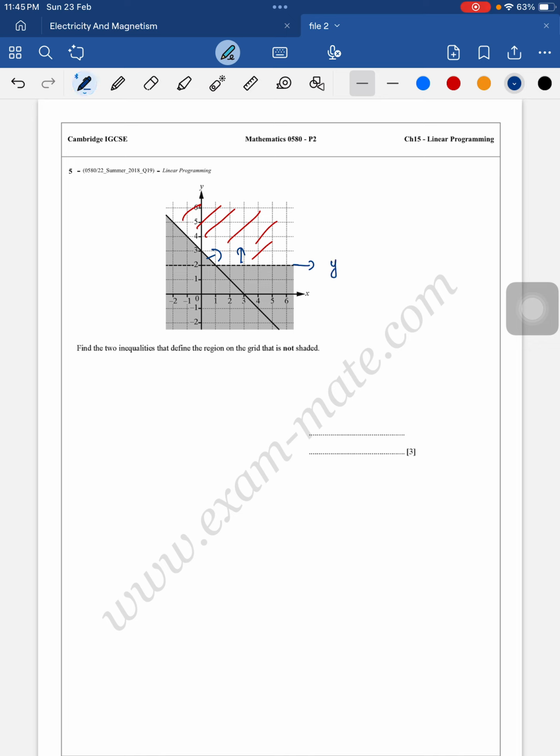So the dotted one is basically y is greater than 2, because since this is a dotted line, I'm not putting any equals sign below the greater than sign. So y is greater than 2. This is basically showing the region which is not shaded.